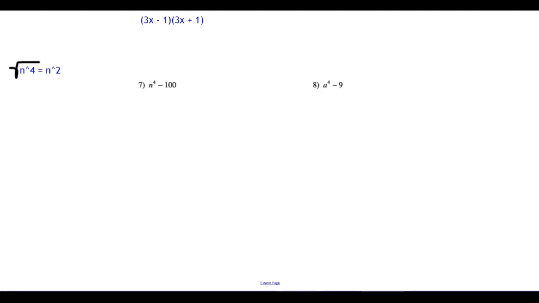So here's the dots factoring of this problem. I know that n squared is the square root of n to the 4th, so I put the n squared in both of these places. 10 is the square root of 100, so I put that in both of these places.